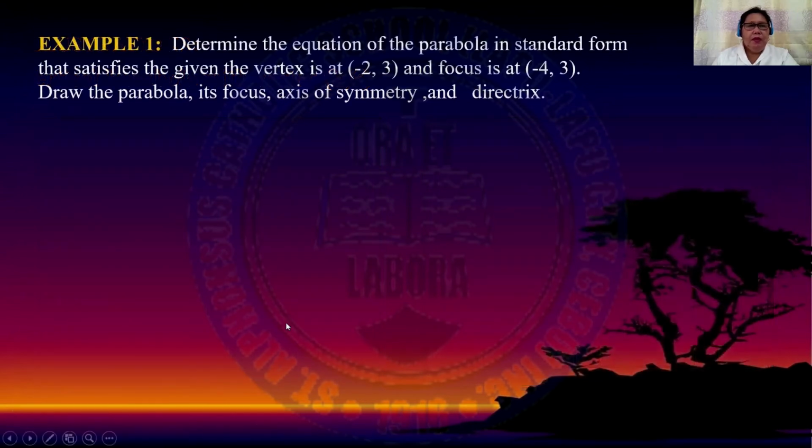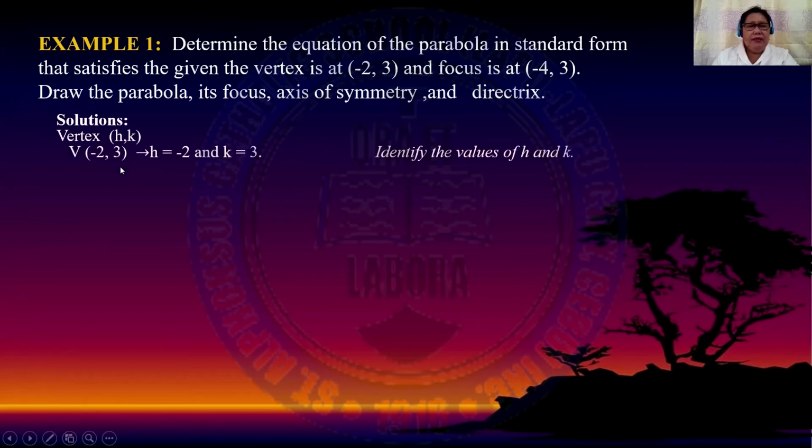Next. For example, determine the equation of the parabola in standard form that satisfies the given: the vertex is at coordinates (-2, 3) and the focus is at (-4, 3). Draw the parabola, its focus, axis of symmetry, and directrix. For the solution, the vertex here is with coordinates (h, k). So you have to identify first the values of h, which is -2, and k, which is 3.